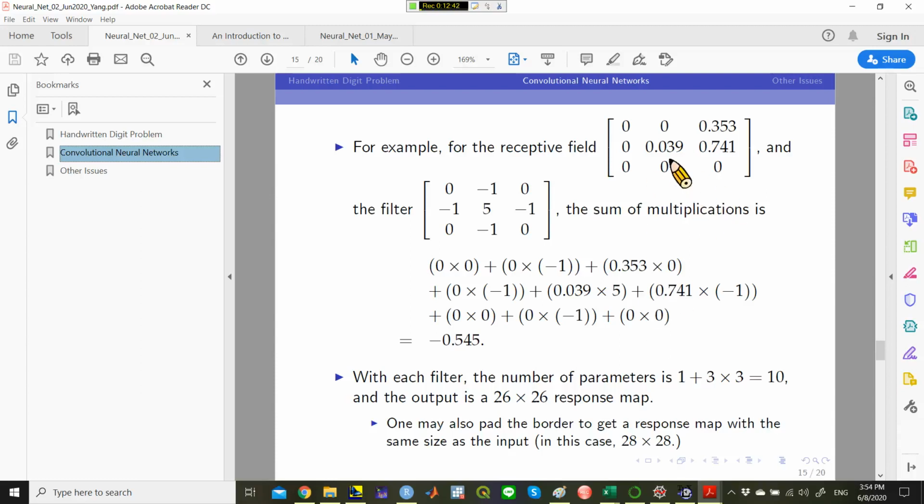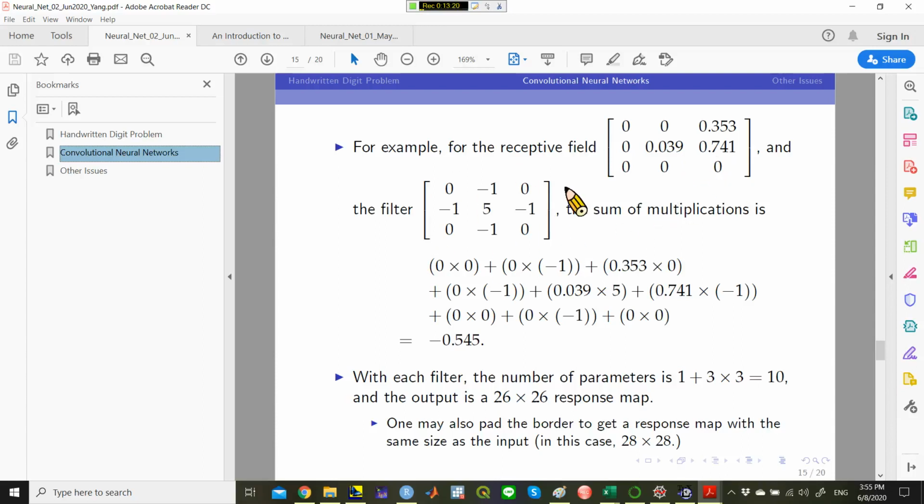So here is an example. Say we have a receptive field like this. Remember our input numbers are between 0 and 255. When it's 0, it means the pixel is totally white. When it's 255, it means this pixel is totally black. When it's between 0 and 255, it means it's gray, dark gray or light gray. And we standardize this by dividing everything by 255, then we have something between 0 and 1. So it's 0.039, which means it's light gray. When it's 0.7, that means dark gray, and 0 means white.